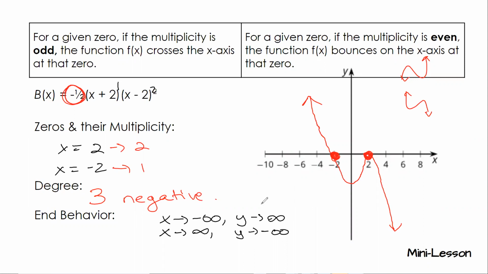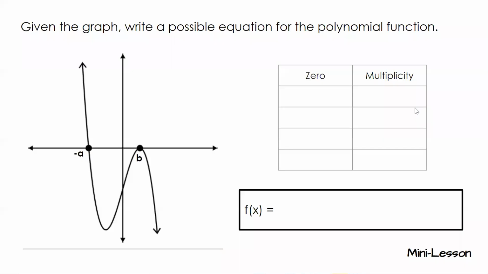So what are the zeros of this guy? Negative a and b. Now, what is the multiplicity? Okay, so at negative a you have 1, and at b you have 2. How do we know? Because there's a cross at negative a and a bounce at b. Cross at this guy, bounce at this guy.